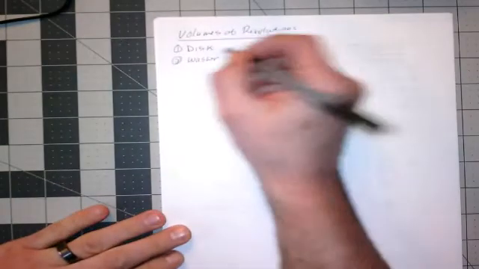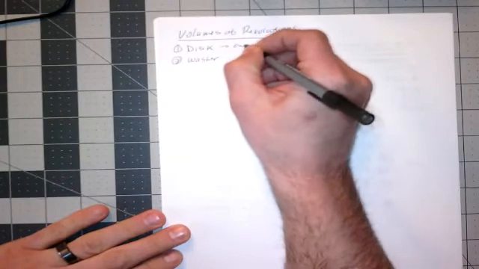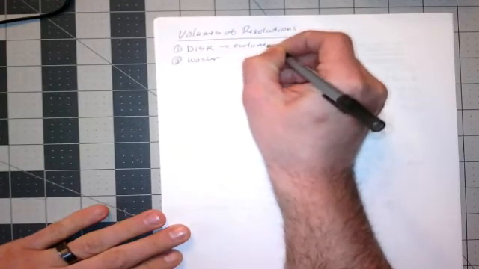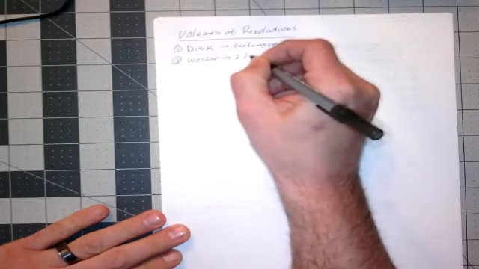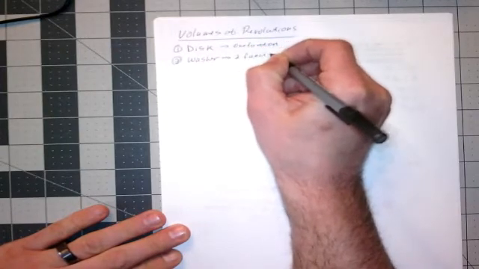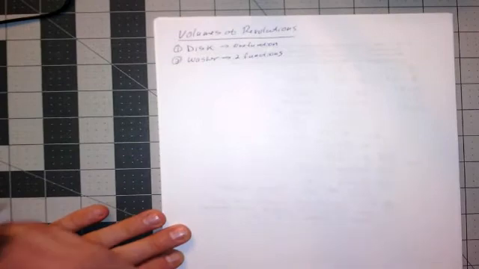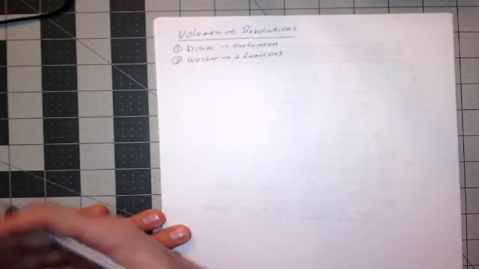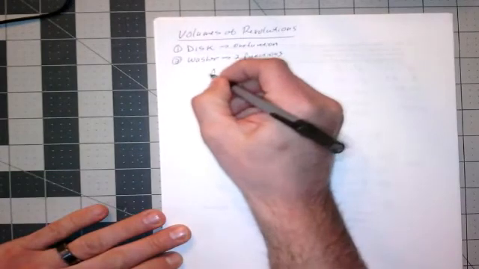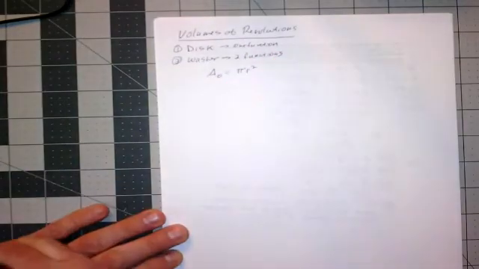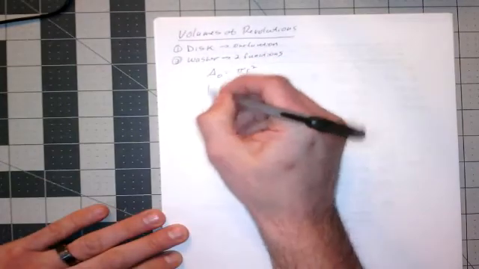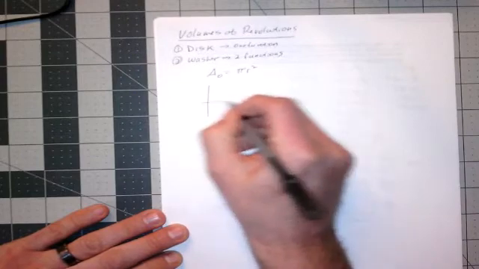The disk method you use with one function. All right. The washer method you use with two functions. All right. Both of them are based upon the area of a circle. So the area of a circle is pi r squared. Okay. So the way these work is, and we're going to talk about the disk method first.